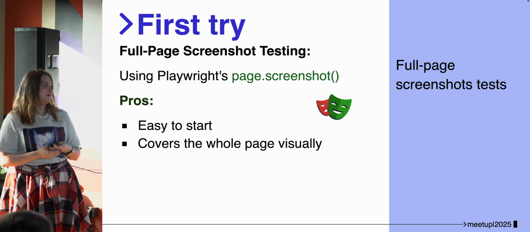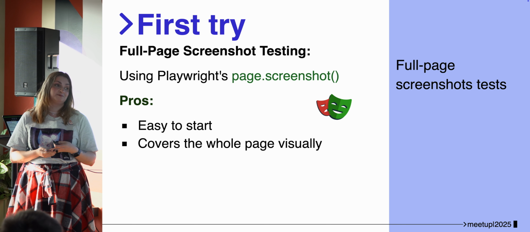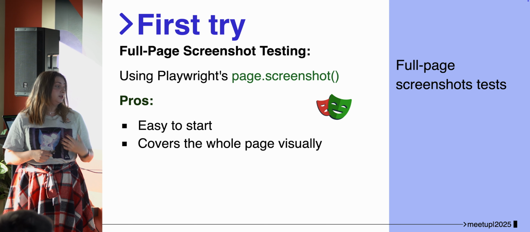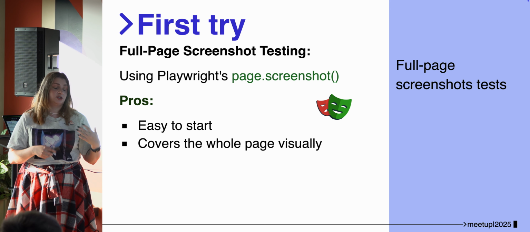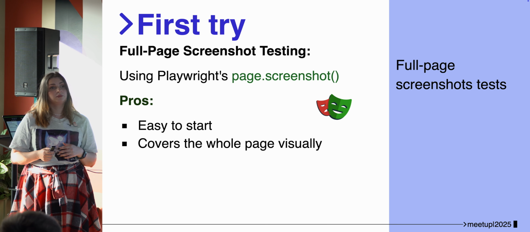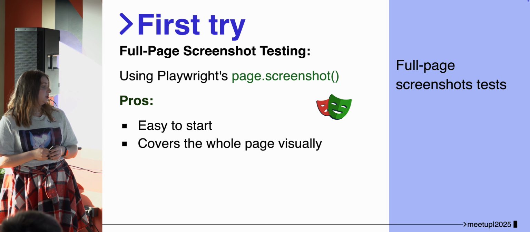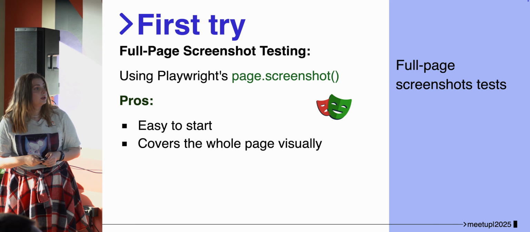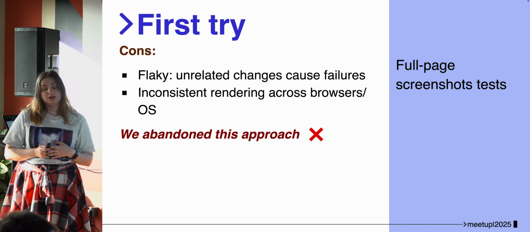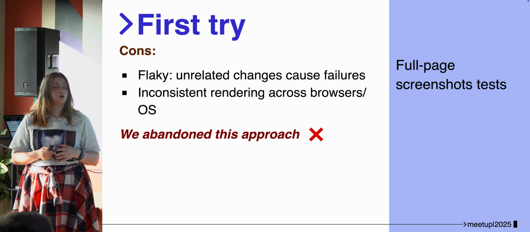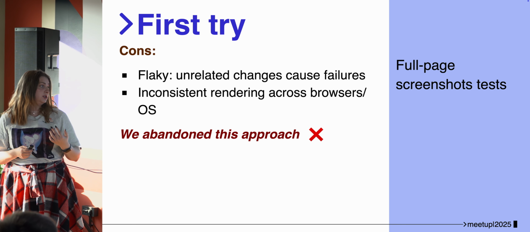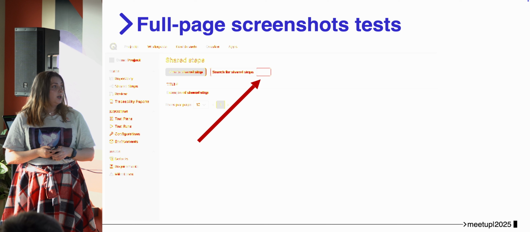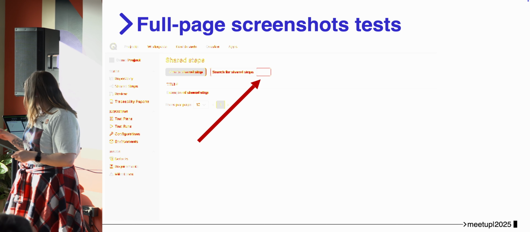So let's continue. We started to research how to prevent such bugs, and we found full page screenshot testing. It was easier for us because, as I mentioned, we use Playwright for our own testing, and it allows us to cover the whole page visually. But these tests are really flaky, and we caught inconsistencies between browsers and operating systems, and we decided to avoid this approach. And you can see here what's wrong.